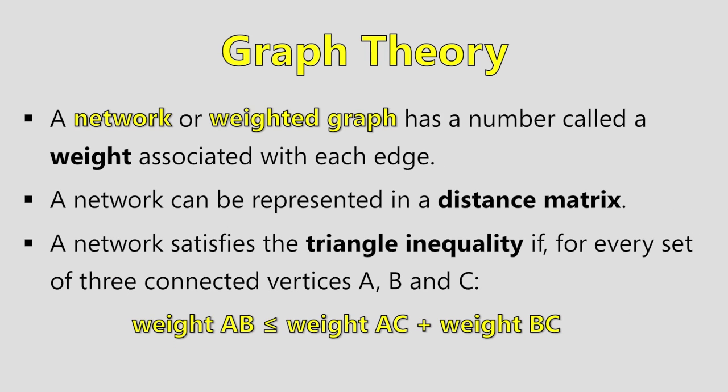Now, a network or a weighted graph has a number called a weight associated with each edge. A network can be represented by a distance matrix. For example, a train timetable is an example of a distance matrix, sort of. A network satisfies the triangle inequality if for every set of 3 connected vertices A, B, and C, weight AB is less than or equal to weight AC plus weight BC. That is to check whether or not the network works, basically. Otherwise, it's lying to you, or you've done something wrong.